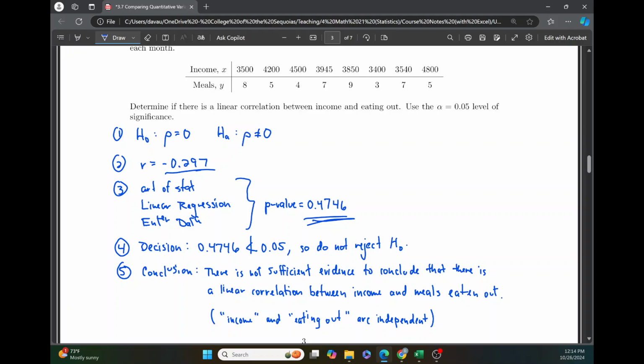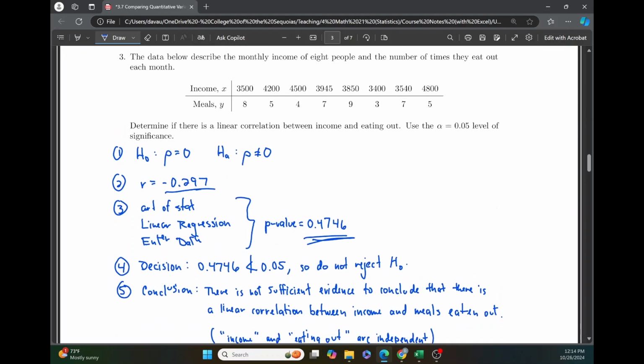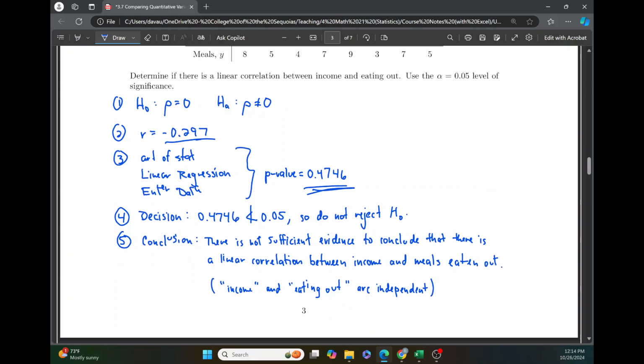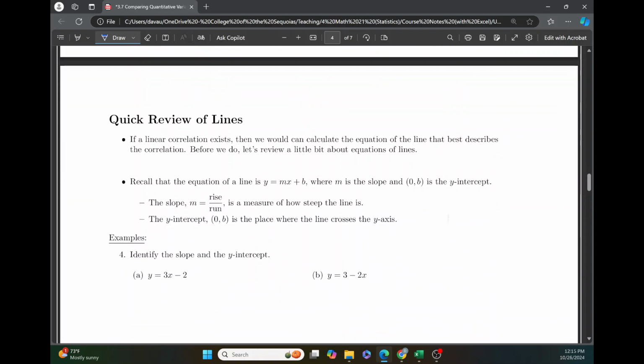The number of times you eat out in a given month, I think this was per month, yeah, it doesn't depend on how much money you make. People are just going to eat out the number of times they eat out. Now, maybe if you make more money, the types of restaurants you go to might be a little bit different. But the number of times you eat out is not going to change depending on your income, at least according to this very small data set, right? So that's how the linear regression test works.